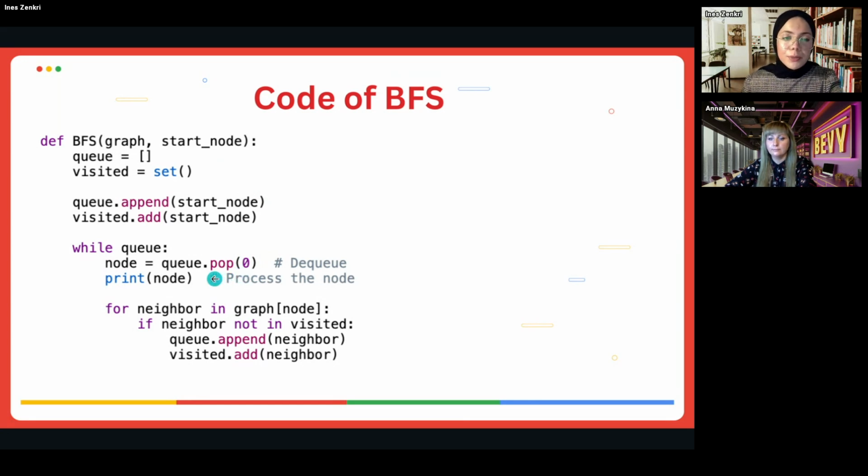Actually, this is an optional line. Then, for each neighbor in the graph for V1, you check if it's not in the visited set. If it's not there, you just add it to the queue. If it's there, you just pass. And also, after adding it to the queue, you add it to the visited set, so we won't double visit later on. Yeah, as simple as that, basically.